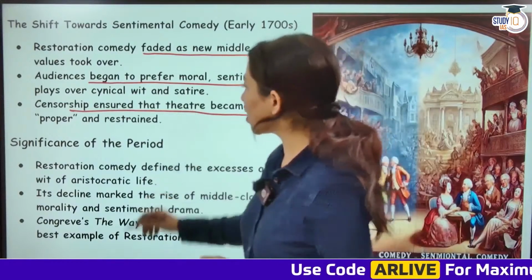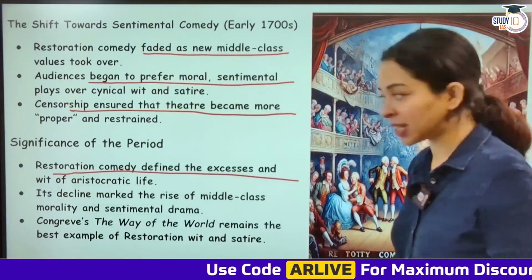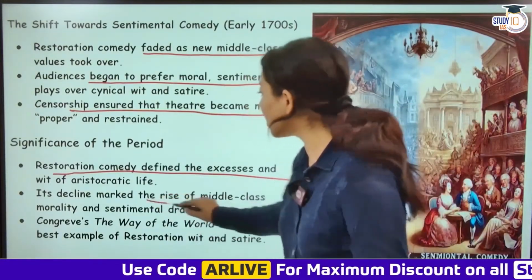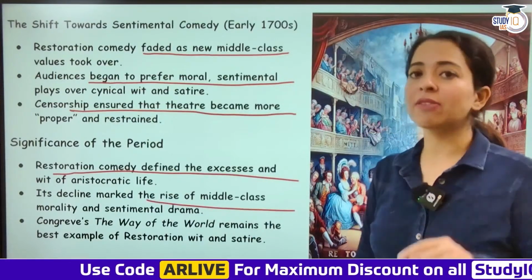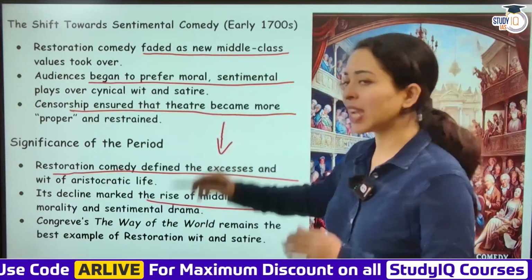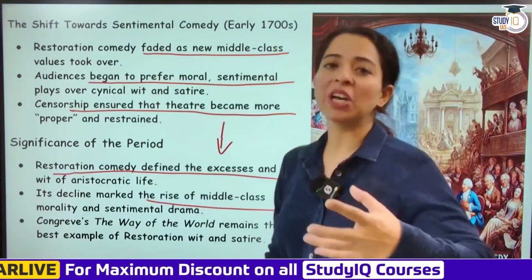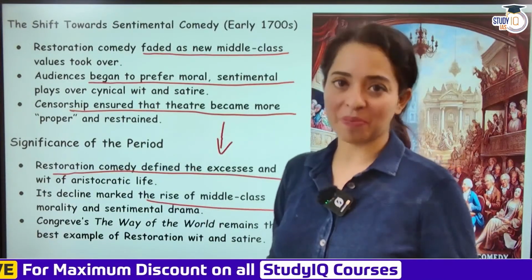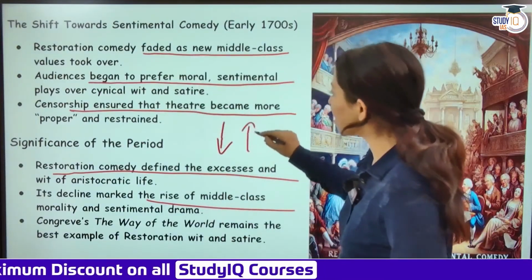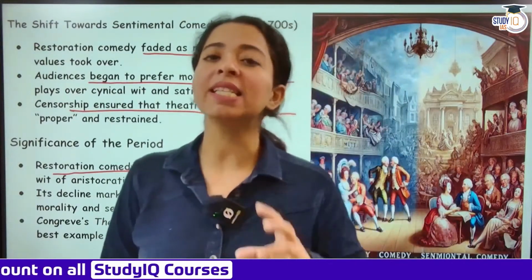Okay, significance of the period: restoration comedy defined the excesses and wit of aristocratic life, and फिर जब वो decline हुआ है, its decline marked the rise of the middle class. This is a very important point कि जैसे restoration comedy का downfall हुआ था ना, in a way aristocracy का भी downfall हुआ था, because restoration comedy was basically catering to the elite class. However, जब sentimental comedy का rise हुआ है ना, so that means that yes, the middle class is rising. And look at the period. What period was it? It was the early 18th century.